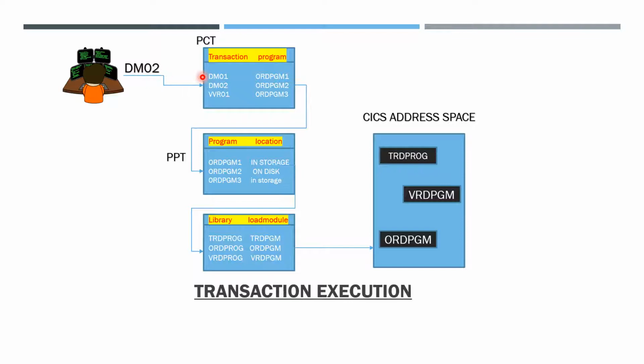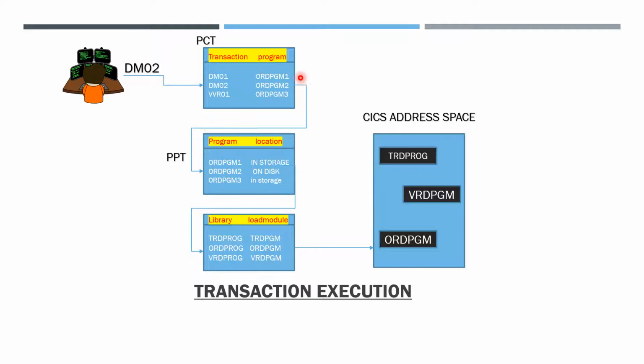The DMO2 is given to the program control table. The program control table consists of the transaction IDs and the respective programs. For the user-issued DMO2, DMO2 refers to the program ORDPGM2. The user issues DMO2 to run the program ORDPGM2. In the program control table, the program can be identified from the transaction ID.